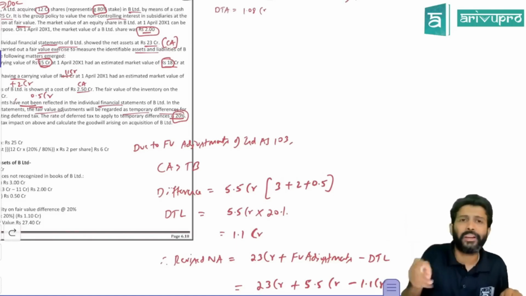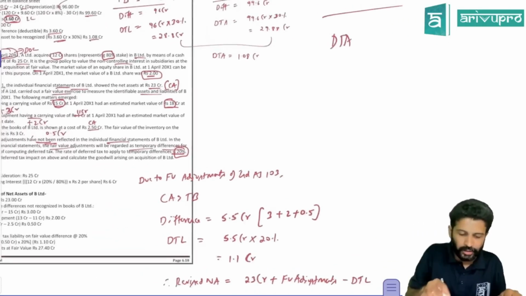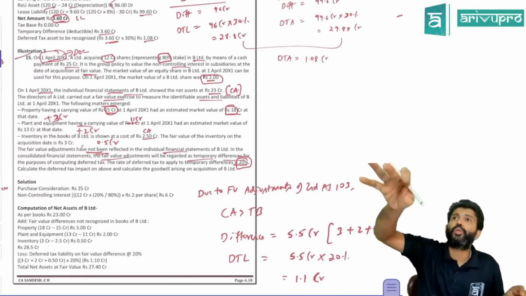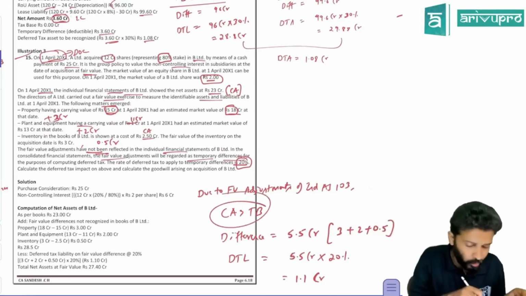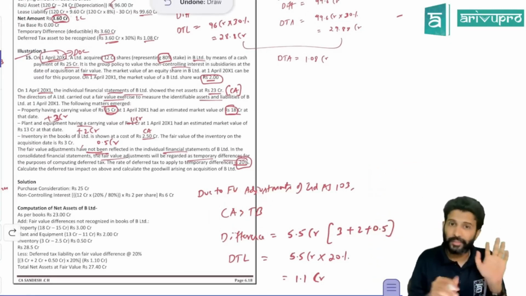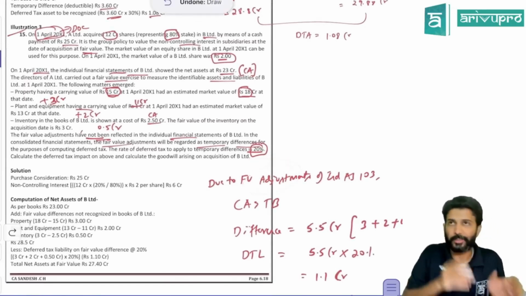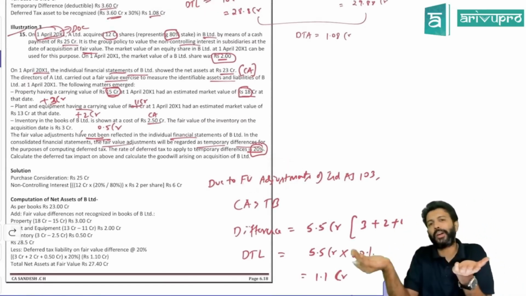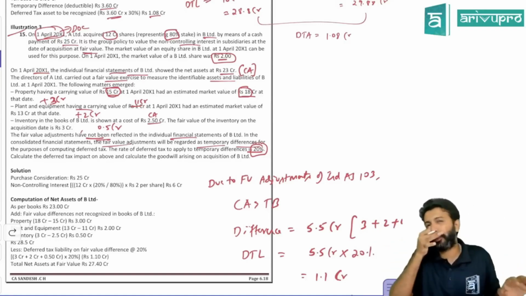In tax, this fair value adjustment is not there. The moment you do fair value adjustment, the carrying amount will be greater than the tax base. That's what I've written here. If you don't do fair value adjustment, the carrying amount as per accounts and as per tax will be the same, so there will be no difference.